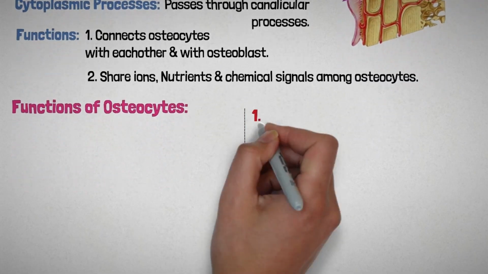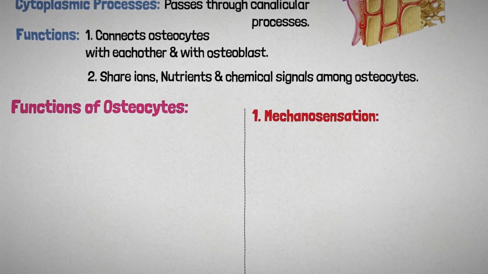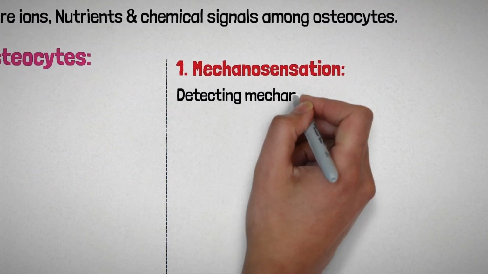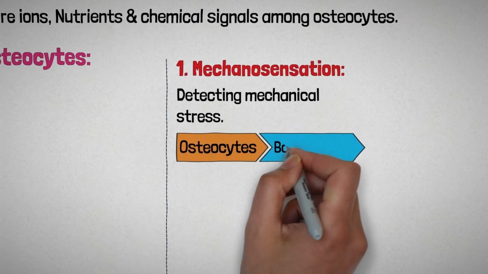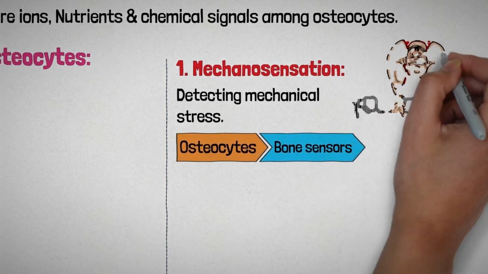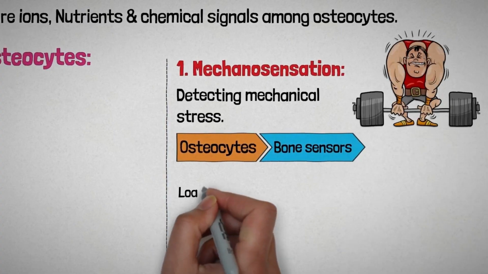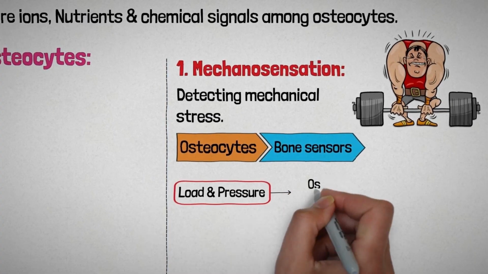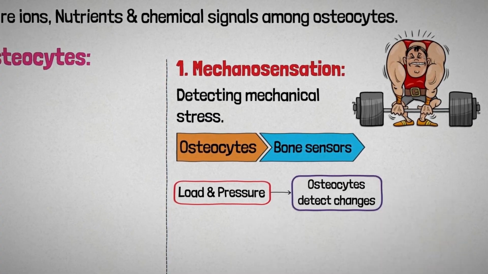Functions. Osteocytes perform these functions. Mechanosensation means sensing mechanical stress, that is, pressure or force. Osteocytes are the sensors of the bone. When we walk or lift weights, the pressure that is exerted on the bone is sensed by the osteocyte through its long processes.